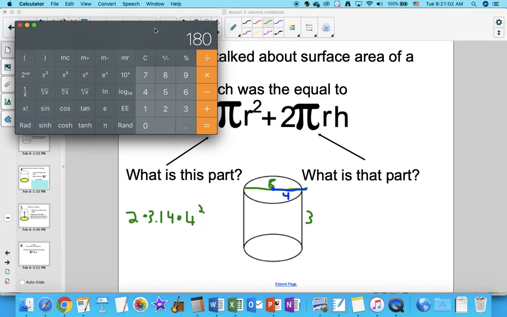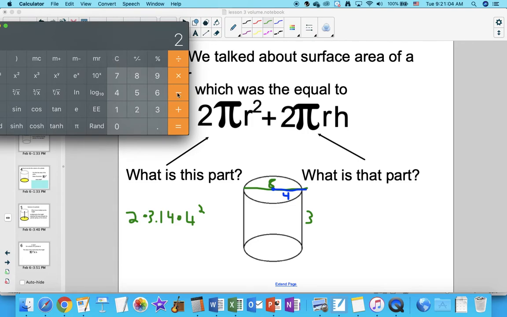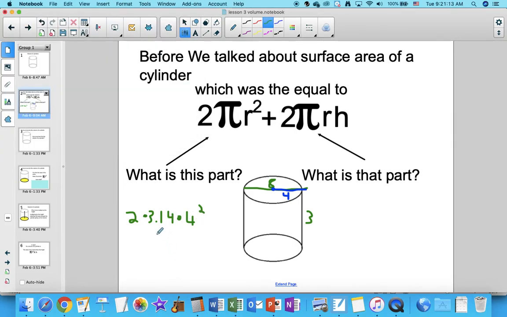Then I take my trusty calculator and I go 2 times 3.14 times, well, 4 squared is 16, so I just go 16. This equals 100.48, whatever units I'm using. Let's say centimeters, and remember area is squared. So I have the top and the bottom. Now I'm looking for the side. Well, again, we take the 2 times pi, right?